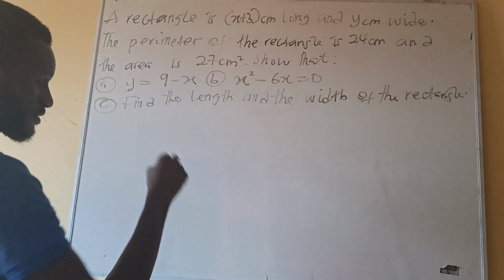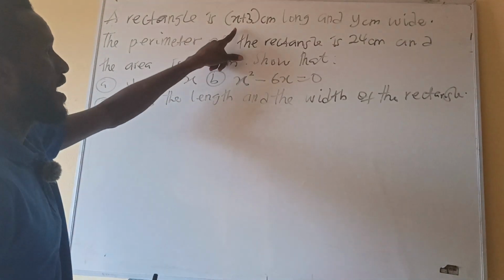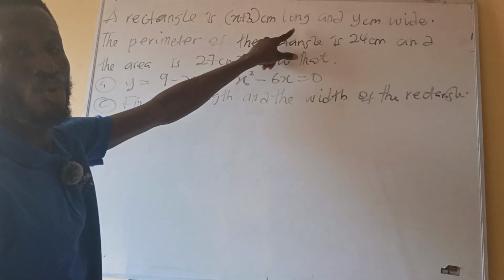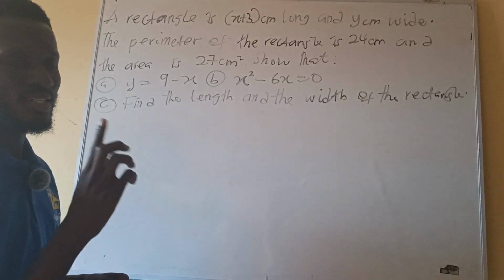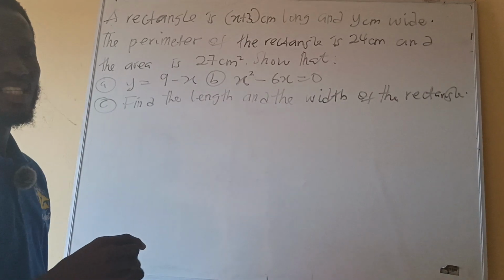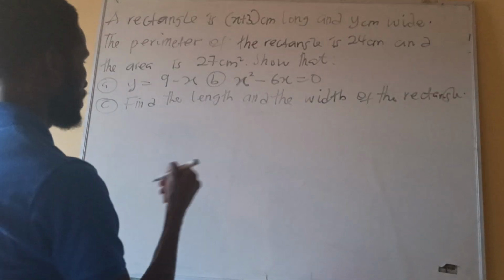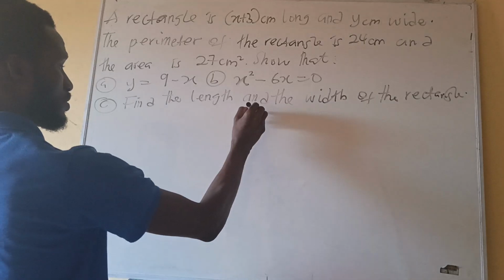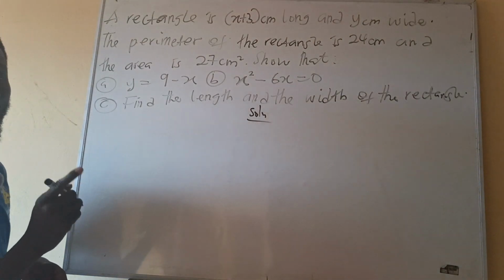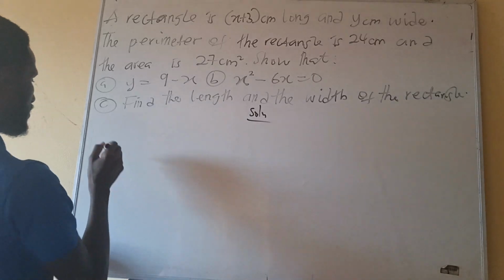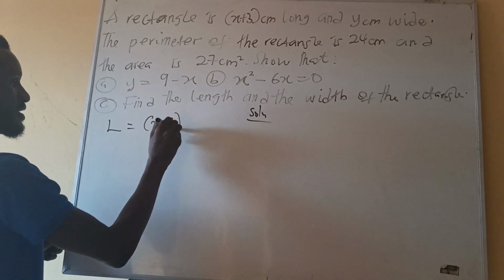Now, a rectangle is x plus 3 centimeters long. What does it mean? If a rectangle is x plus 3 centimeters long, then the long means the length of the rectangle. You get it? The length of the rectangle. So I'm going to go straight away. Solution: the length, I'm using L to represent the length. The length of the rectangle is x plus 3 centimeters.